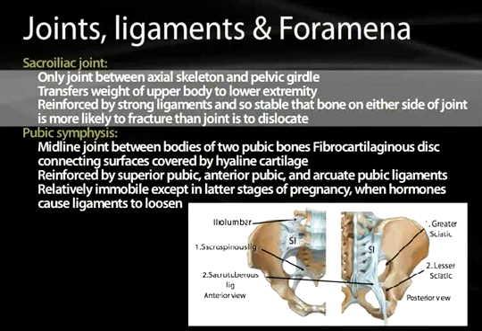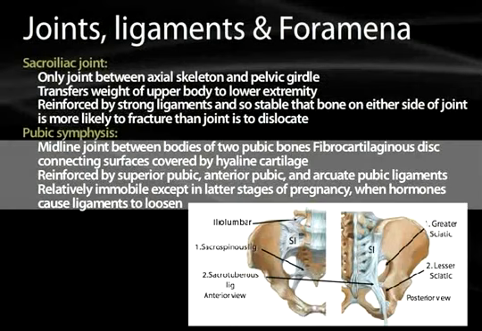The pubic symphysis will be reinforced in the midline by a fibrocartilaginous disc, and it will be reinforced by superior, anterior, and arcuate pubic ligaments. It's relatively immobile except in pregnancy when the hormones will cause it to become loose and lax. Oftentimes by examining a pelvis, the pubic symphysis after pregnancy, at least in natural childbirth, will not come back to the exact same position it was prior, and there will be a malalignment at times, which will give an indication of whether or not somebody's had children.